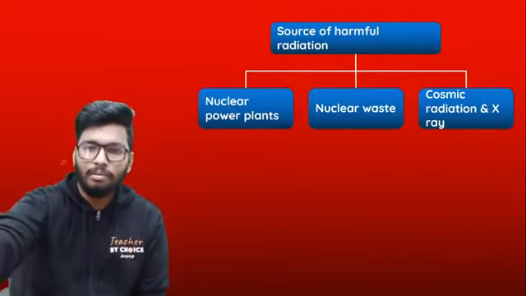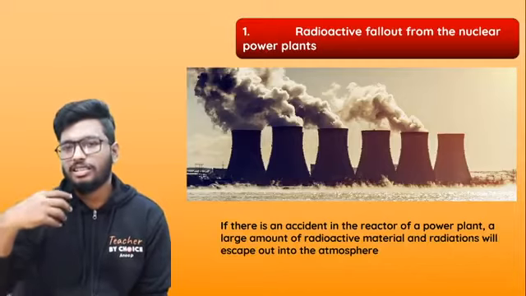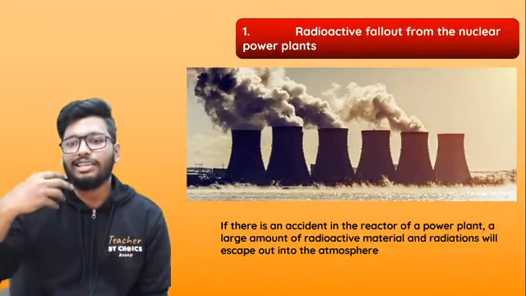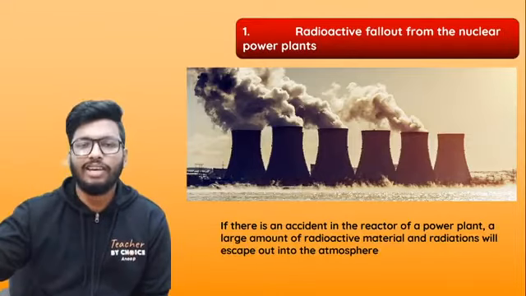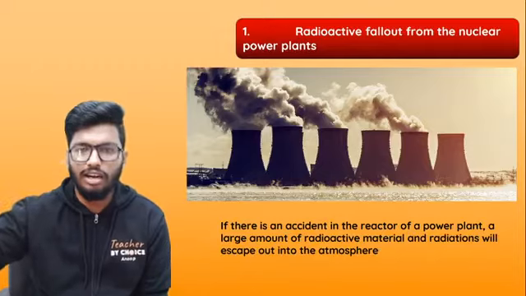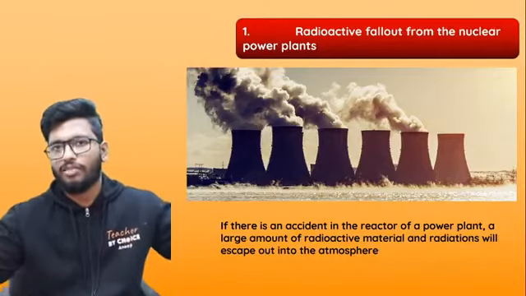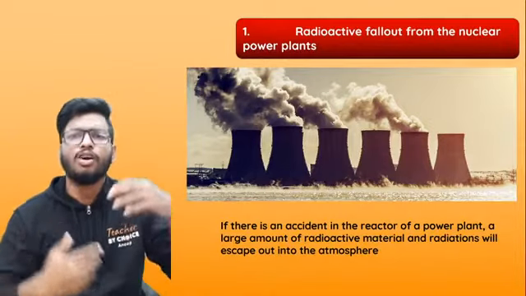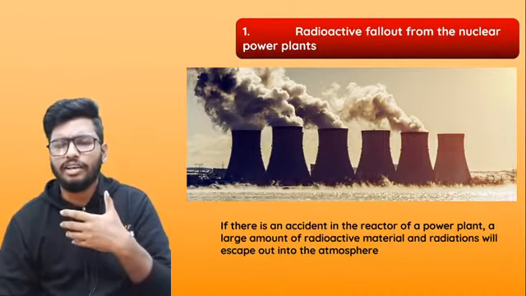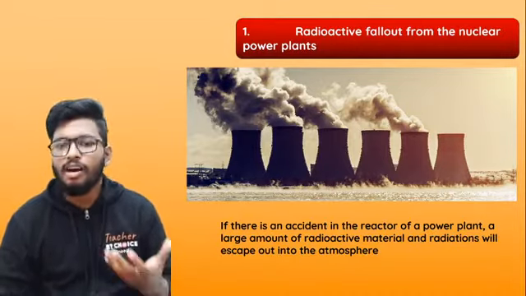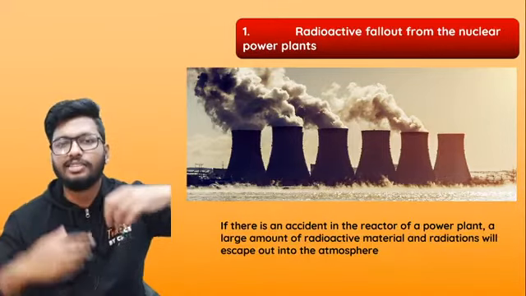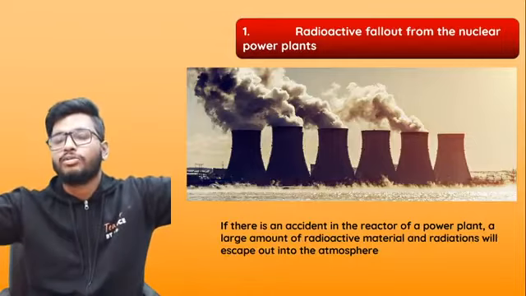See, guys, when there is some sort of technical failure in these nuclear power plants, radioactive elements or radioactive materials can come out, through some sort of explosion or something of that kind. If the coolant fails or something goes wrong like that, these radioactive atoms can escape out into the atmosphere.